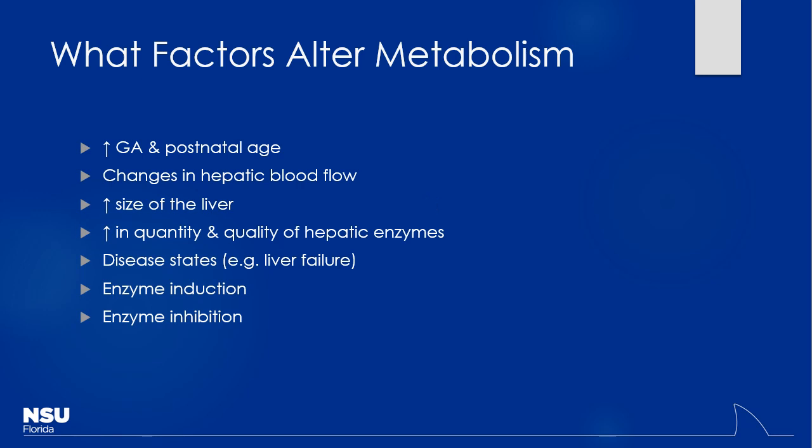Okay. But we're going to see things like changes to the hepatic blood flow, right? If a drug gets metabolized in the liver, but they have a congenital heart defect that may be shunting blood away from the liver, what is that going to do to metabolism? The drug never makes it to the site where it gets metabolized, and it's not going to get metabolized, right? So it can stick around for longer. We're also looking at things like enzyme induction, enzyme inhibition. So these are all going to be playing a role in affecting metabolism for these kids.